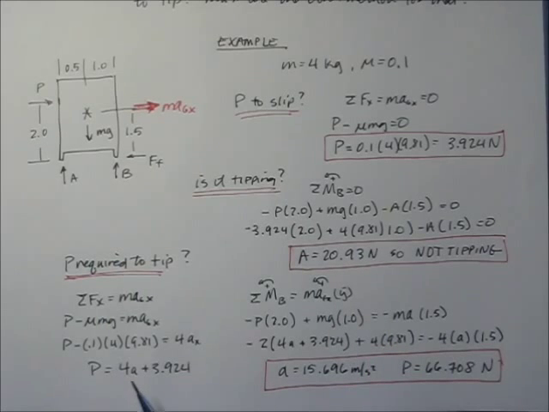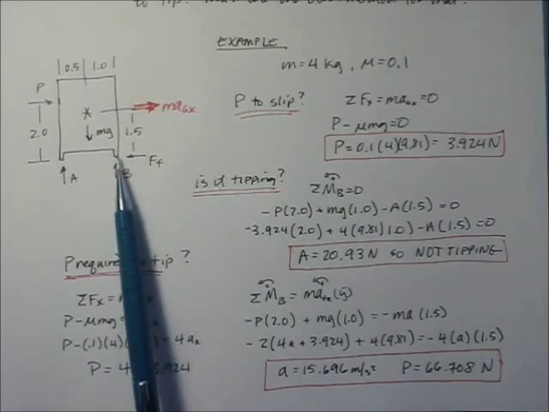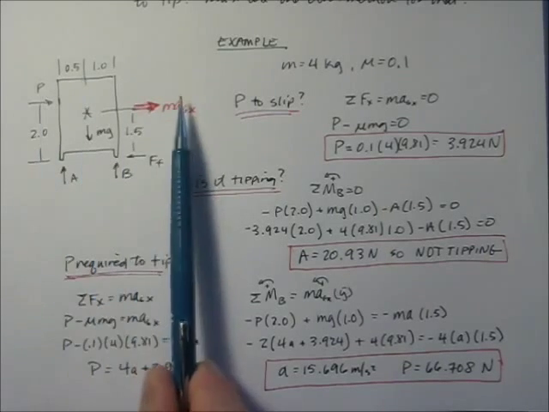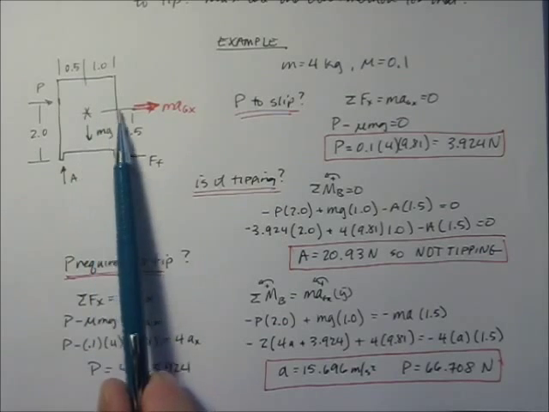Now, we may also say, though, we know what P is required to make it slip, because that was given there, but what P is required to make it tip. And here's where we set up the dynamics equation. Again, we're going to sum moments about B. We have P times 2.0, we have mg coming this way times 1.0.